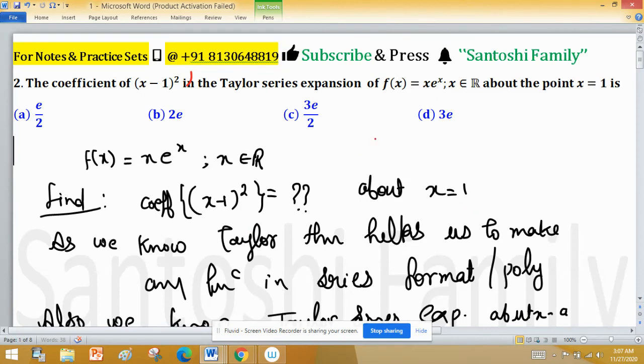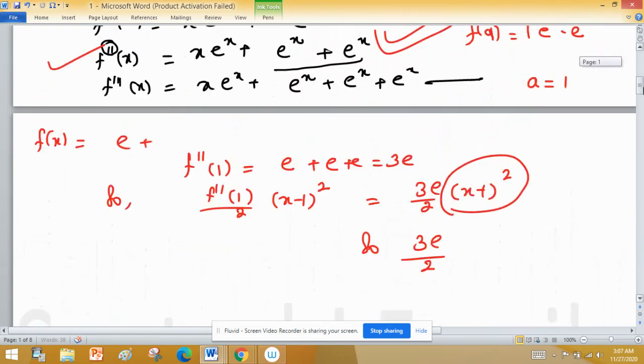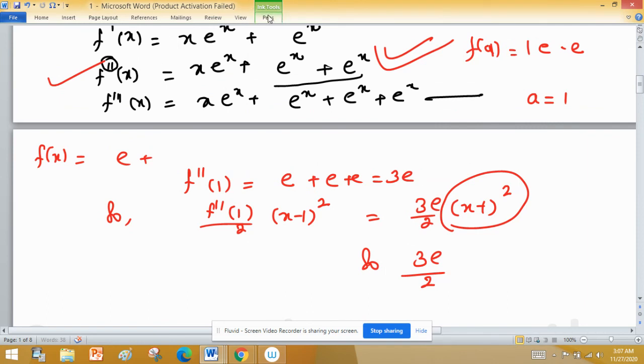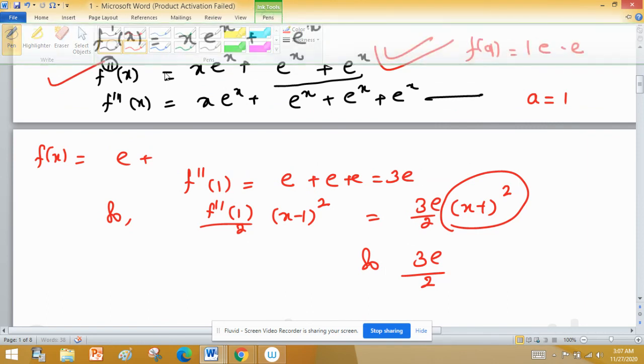Which option is it? Option C is matching. Option C is our right choice. Or you can use this one completely as this one.